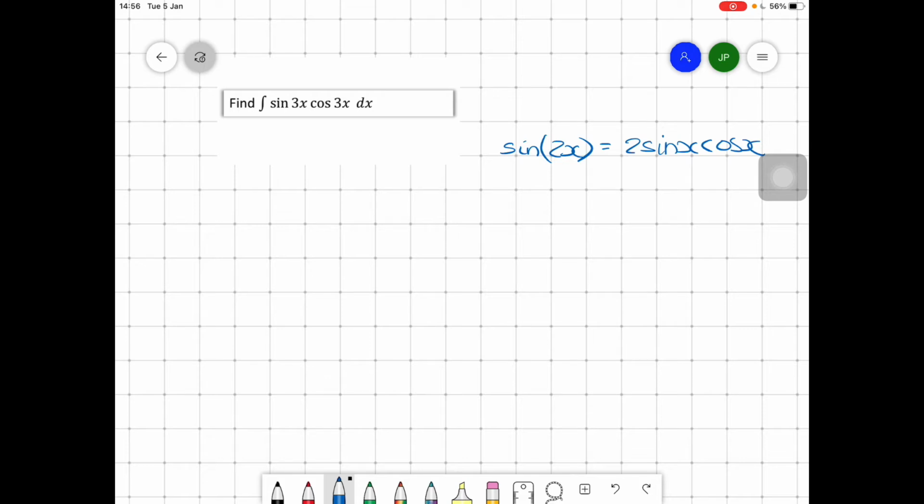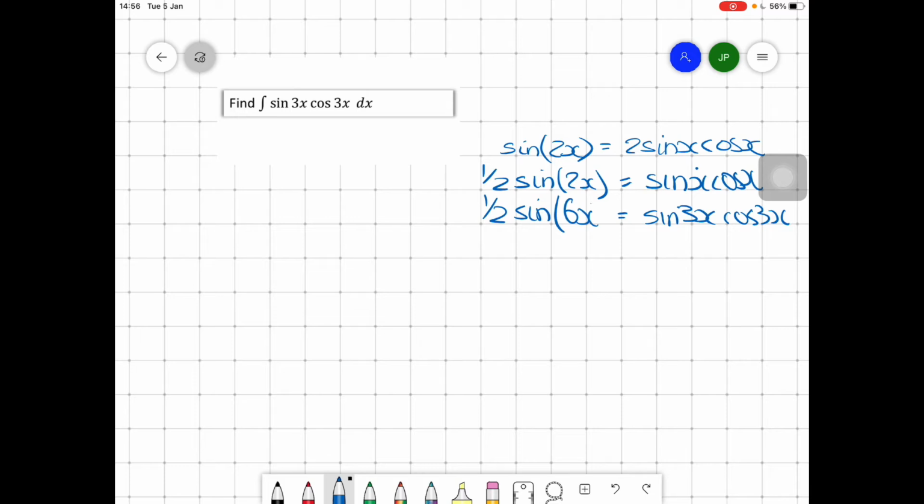So again, it's picking out the trig identity that matches what we want. Now that's very close to what I'm looking for. I just don't want the 2 in front, so I'm actually going to be interested in a half sine 2x. That's going to give me my sine x cos x. The only difference is I want 3x instead. So if I change this to sine 3x cos 3x, rather than being a half sine 2x, it's going to become a half sine 6x.